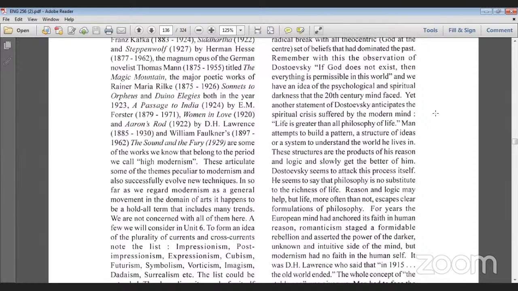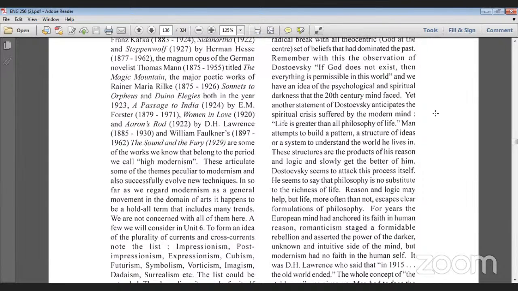He seems to say that philosophy is no substitute for the richness of life, reason and logic. Philosophy is needed, but there is no substitute for the abundance, the richness you have earned in your life. Reason and logic may help, but life, see the life, how it is, he has explained.